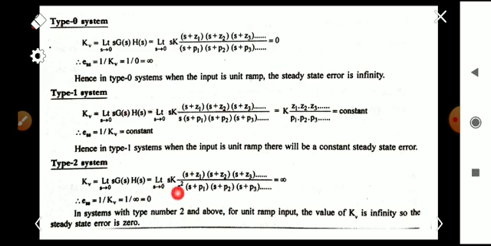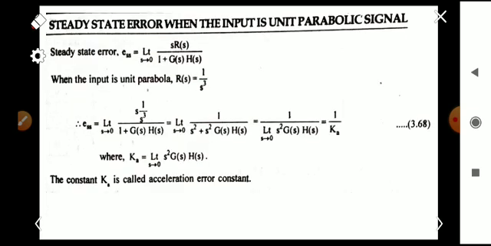So if you are applying S tends to 0, the denominator will become 0, and the entire term, something by 0, is infinity. So Kv is infinity here, therefore ESS will be 1 by Kv, which is 1 by infinity, equal to 0. Okay, so that's the case, and next we are going to check for a parabolic signal.